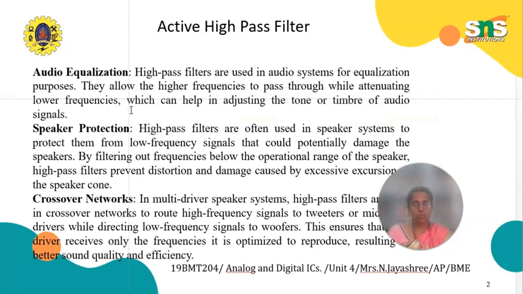Next one is crossover networks. In multi-driver speaker systems, high pass filters are used in crossover networks to route high frequency signals to tweeters or mid-range drivers while directing low frequency signals to woofers. This ensures that each driver receives only the frequencies it is optimized to reproduce, resulting in better sound quality and efficiency. So audio equalization, speaker protection and crossover networks are very essential for high pass filter circuits.